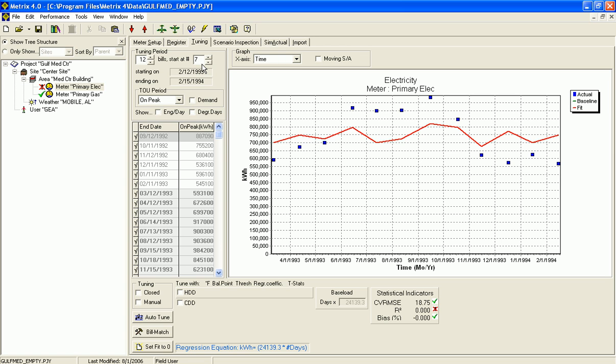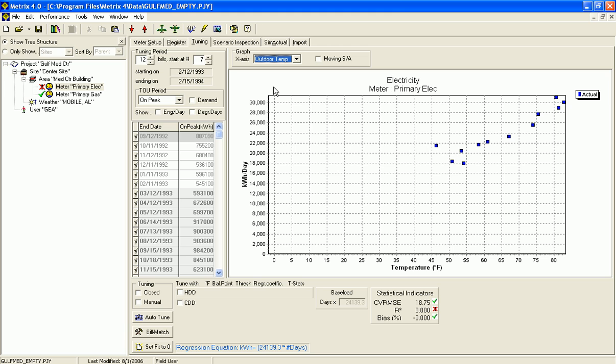Now let's change the x-axis of our graph to outdoor temperature to see if we can find a relationship between energy usage and weather. As temperature increases, our electrical consumption increases, so we'd expect Metrix to auto-tune our meter with cooling degree days. Now let's change the x-axis of our graph to cooling degree days.